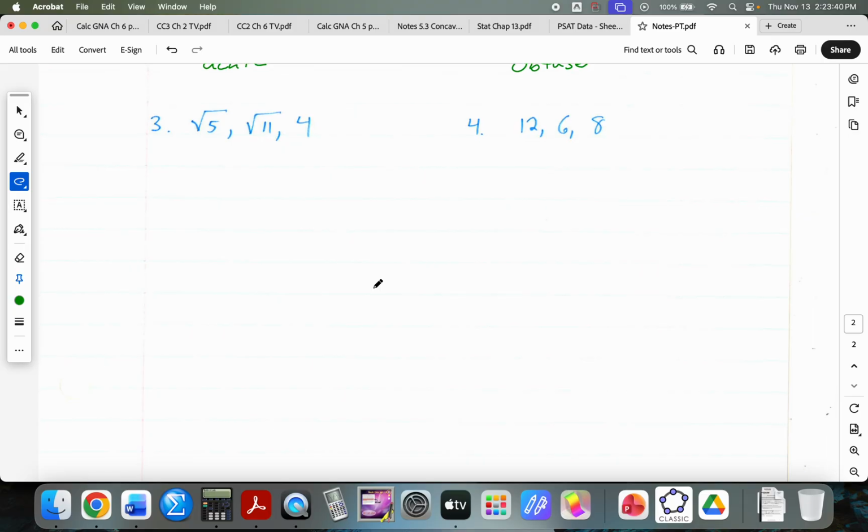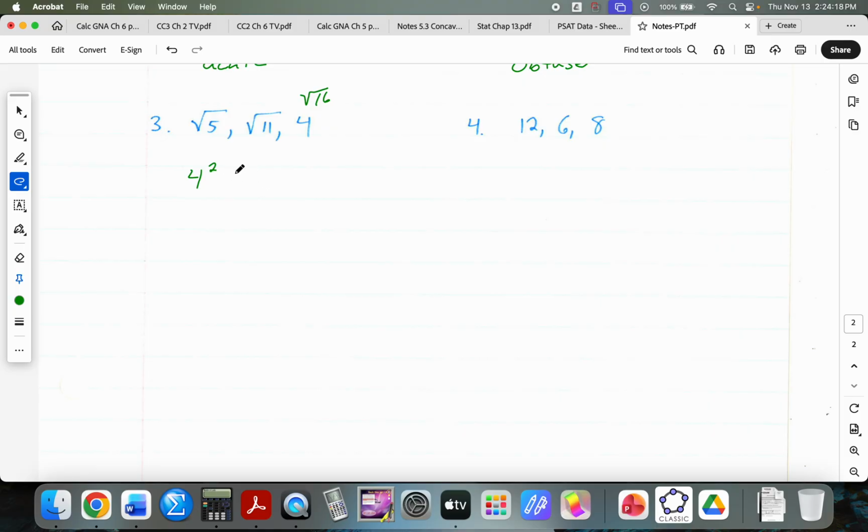All right, let's take a look at this one. It's a little bit tricky. Not terribly, but a little bit. Because people are like, well, which one of those is the biggest? Is the square root of 11 the biggest, or is 4 the biggest? Well, there's a real easy way to tell. What is 4 the square root of? 16. So if I'm comparing the square root of 5, the square root of 11, and the square root of 16, which one is the biggest? Square root of 16, so 4 is the biggest.